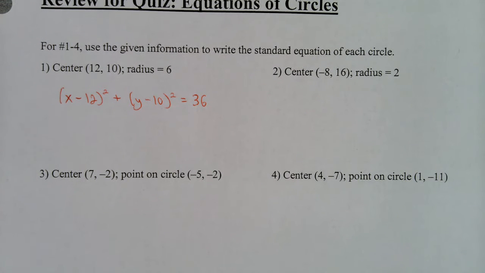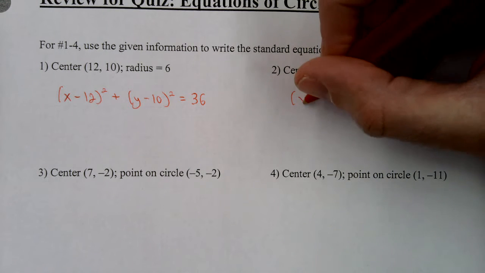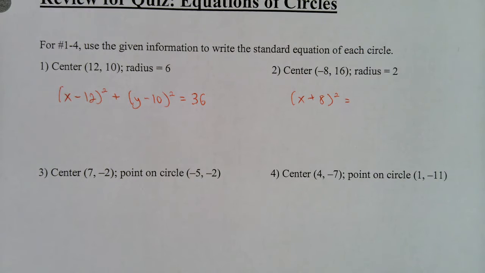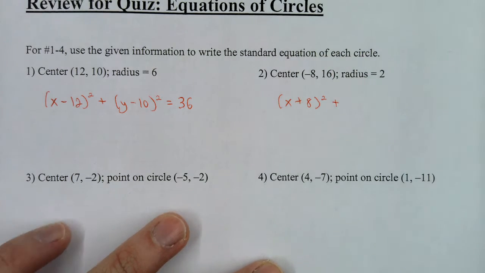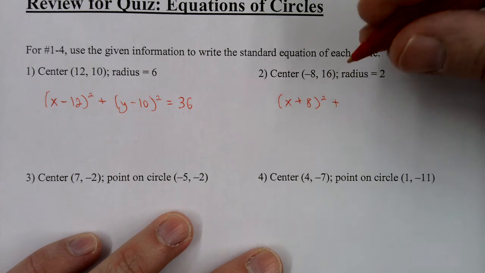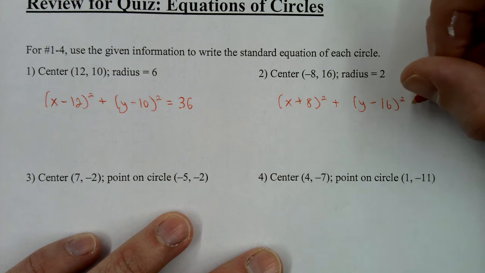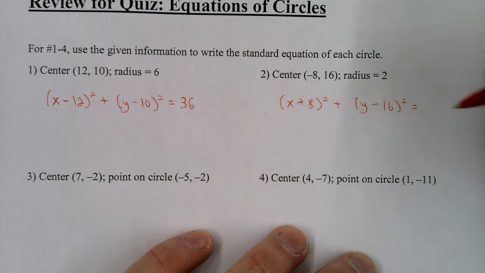Same thing for number 2. Take the opposite sign. So I'm going to do x plus 8 squared plus, not equals, plus. Change that real quick. Okay, so this should be a plus. Plus y minus 16 squared. And it's going to equal the radius squared, so it's going to equal 2 squared, which is 4.